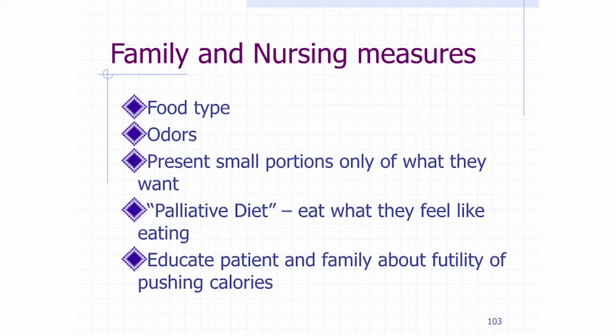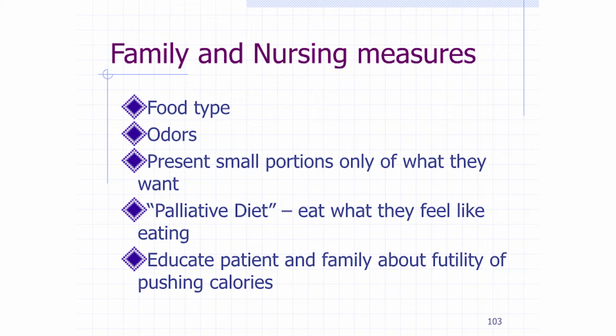Some really practical things: letting patients choose the kinds of food that they want, controlling odors. Especially up in the main part of the hospital, we've got those 4-bed rooms, and somebody has a nausea and vomiting problem, and the person in the next bed has Clostridium diarrhea and is using the commode. No wonder they're having trouble with more nausea and vomiting.